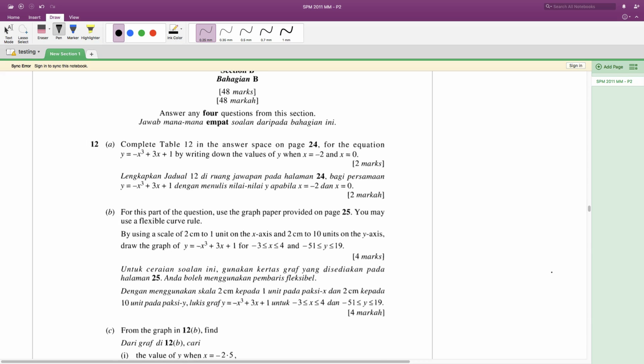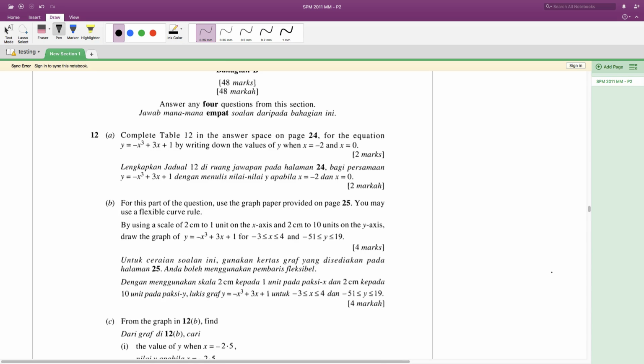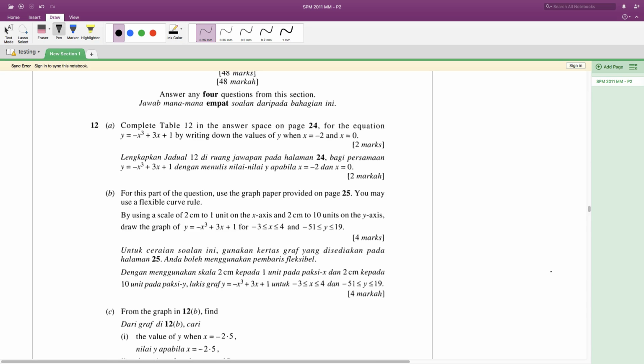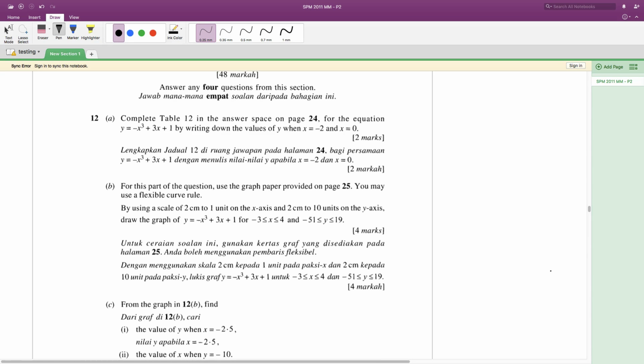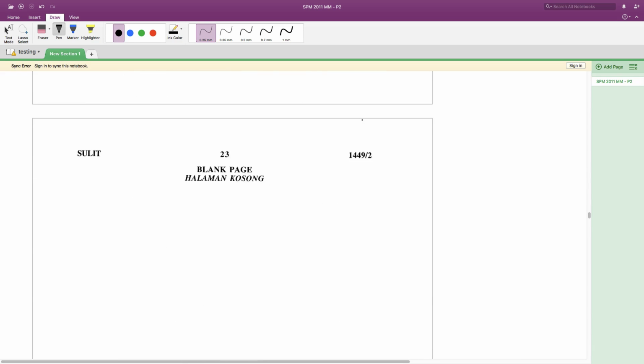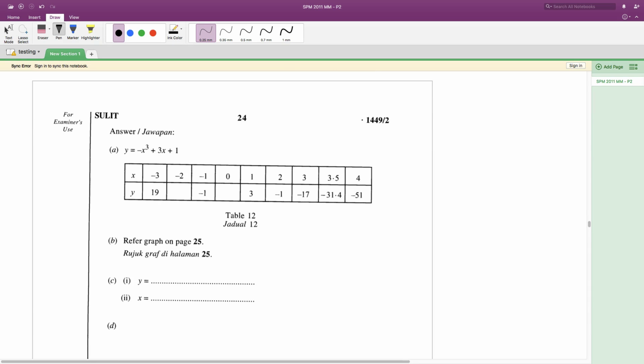Complete the table 12 in the answer space for the equation y equals negative x cubed plus 3x plus 1 by writing down the values of y when x equals negative 2 and x equals 0. Okay, so let's do part A first. I think A is just complete the table, isn't it? They asked about this table and this table. So just substitute into the equation.